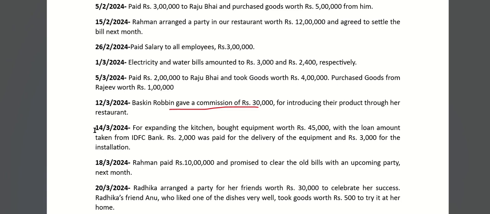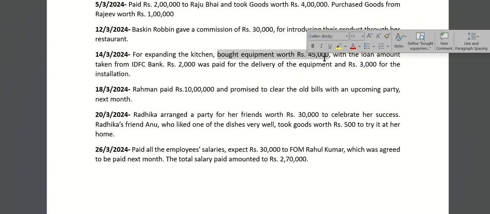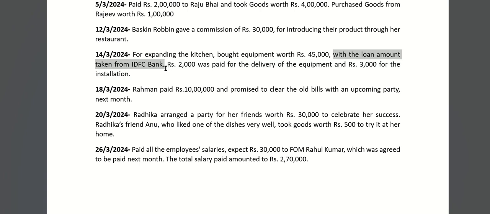Now see on the next day, 14/3/2024, what happened? Okay, on 14/3/2024, for expanding the kitchen, she bought equipment for rupees 45,000 with the loan amount taken from IDFC Bank. Now, also it is written that rupees 2,000 was paid for delivery of the equipment and 3,000 for the installation. Now remember one thing, the business is going well, isn't it?